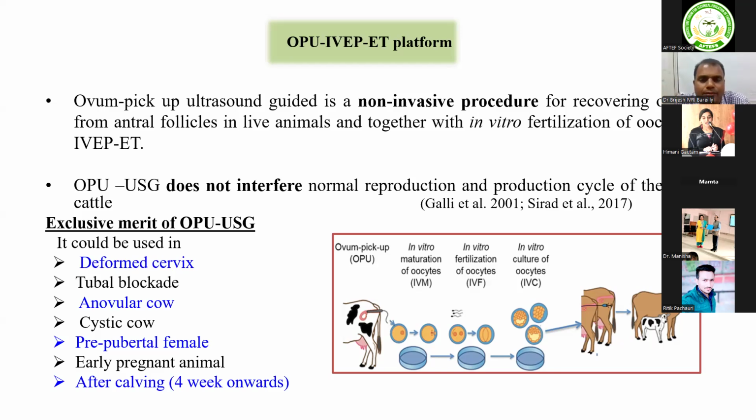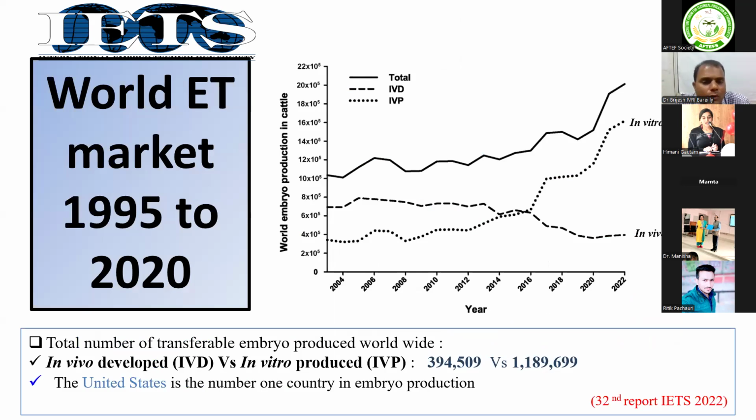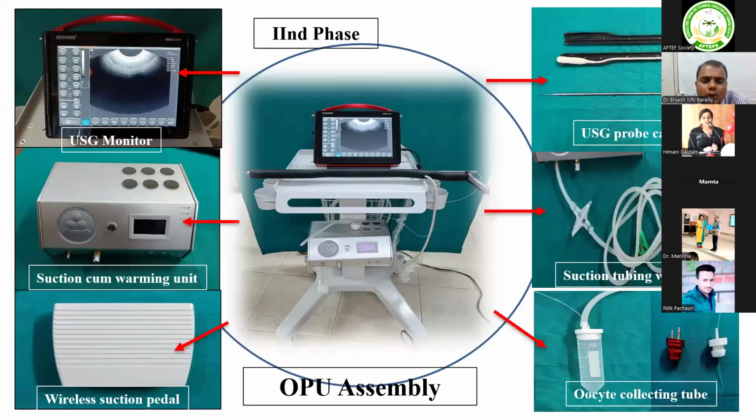If you see the global scenario of embryo production, it has switched from in vivo to in vitro from 2016 onwards. So in vitro embryo production is a trend now, and along similar lines the Government of India is also pushing it. This time, in the budget outlay, they have given 3,500 crores to strengthen the RGM, especially AI, in vitro embryo production, and heifer rearing farms and so on. So this is our machine, Dremensky, which we are using for the OPU, and we have WTA suction cum warming, and our wireless suction pump with a pedal is there.